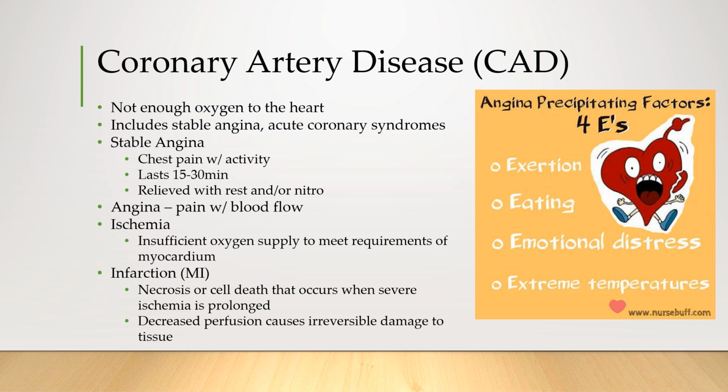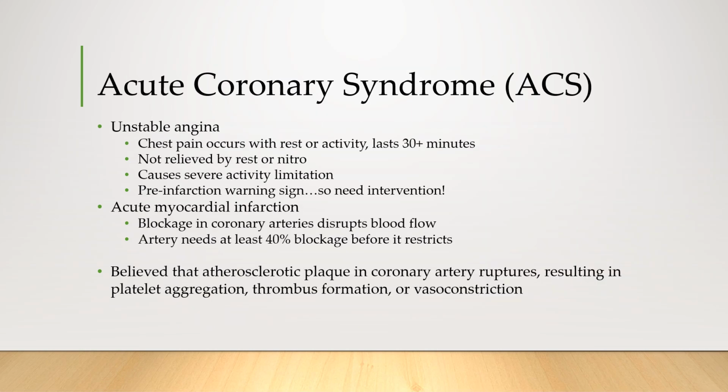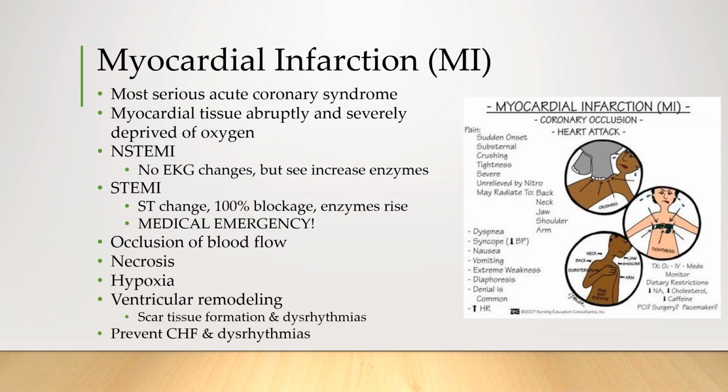An acute MI is where they are having the ST elevations. They have a blockage and we need to do a code STEMI and go to the cath lab to fix that issue. Acute coronary syndrome, this is unstable angina. So what I was just talking about, the chest pain occurs and lasts for over 30 minutes. It's not relieved by nitro, and it causes severe limitation for any type of movement.